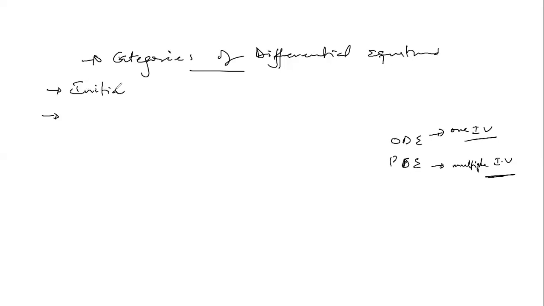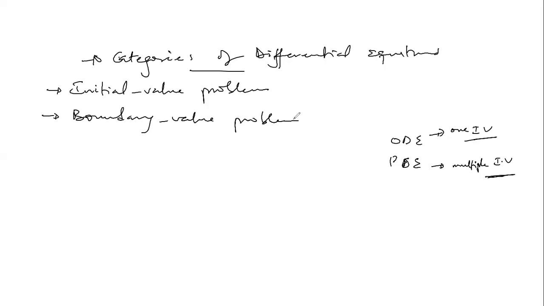So I'll just point this out. We have the initial value problem, and the boundary value problem. When we categorize differential equations, we categorize them based on the initial value problem or the boundary value problem. So you already know this. When we say the boundary value and the initial value problem, what exactly do we mean?